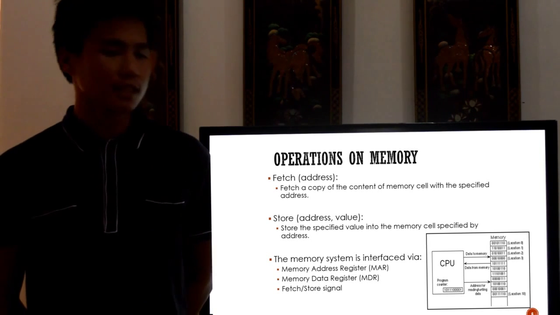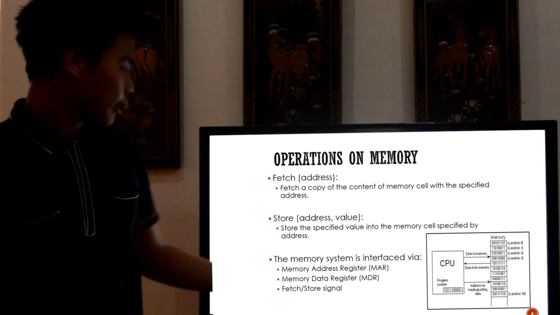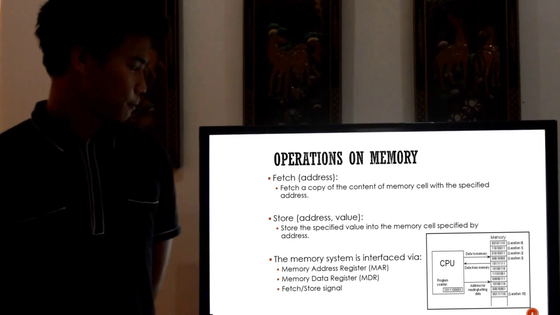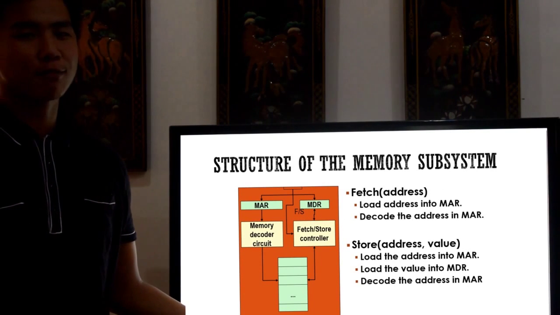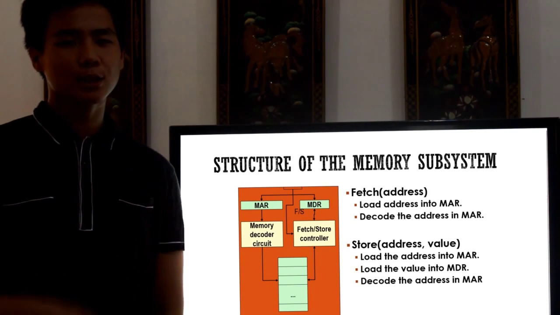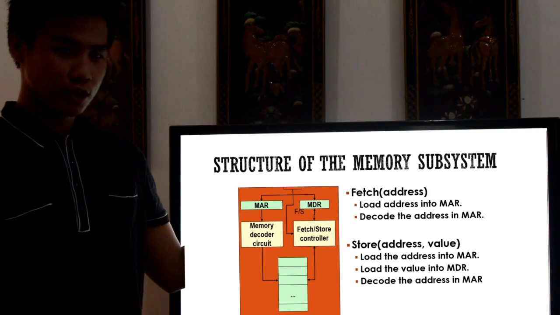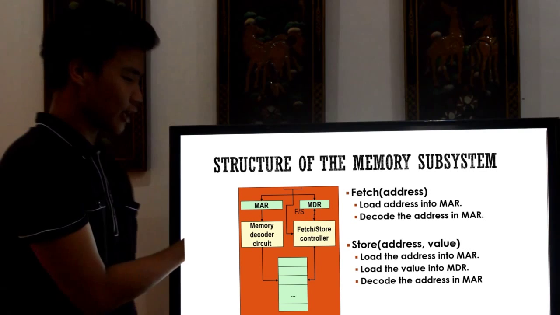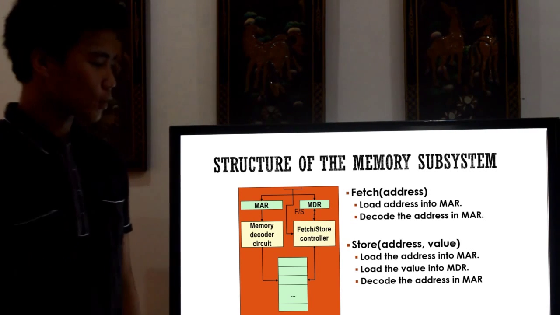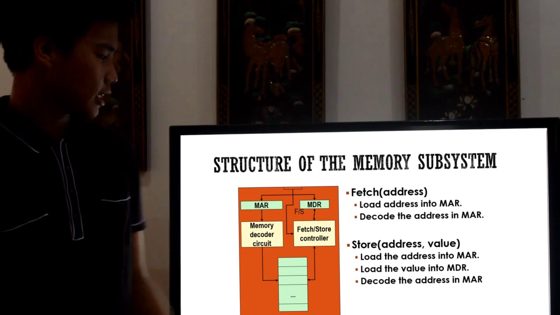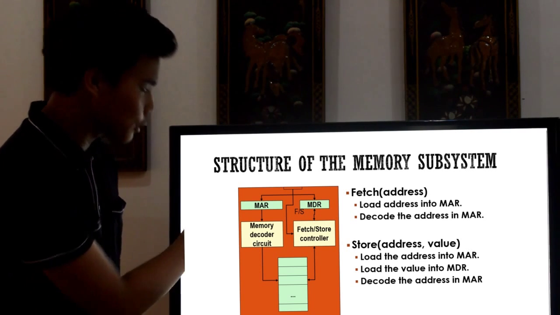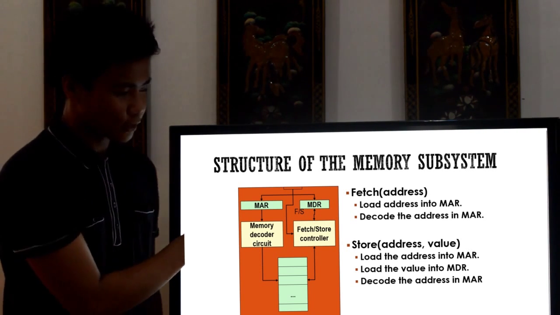The memory system is interfaced via the MAR, the MDR, and the fetch and store signals. This is the structure of the memory subsystem. It has two operations, the fetch and the store. When it fetches, it loads the address into the MAR and decodes it. When it stores, it loads the address into the MAR and loads the value into the MDR, then decodes the address in the MAR.